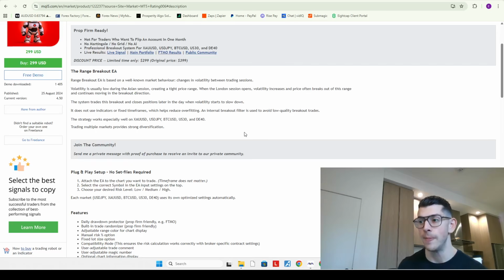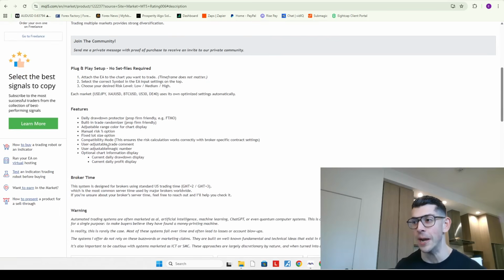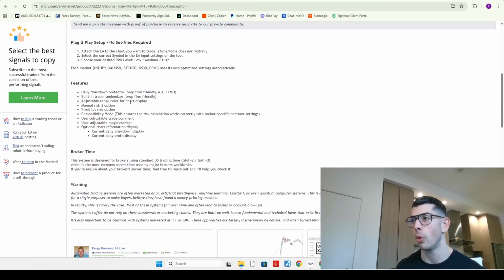And here what he's saying is that he gives different set files for each of the markets. This makes also a lot of sense because, for instance, the breakout of US 30 versus DE40 will be completely different, right? Because DE40 would track the German markets, so when Frankfurt markets open, there tends to be a lot of volatility, whereas US 30 obviously tracks the US markets, so when the US markets open, there's going to be a lot of volatility. He also has some different things here for FTMO and various drawdown protectors and risk management settings on the actual EA, all of which look really, really good.